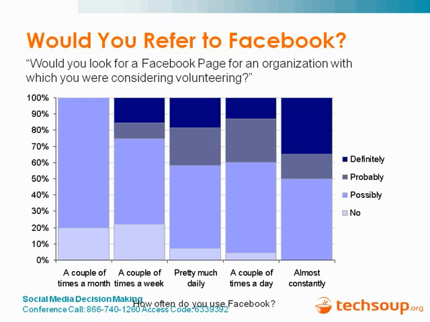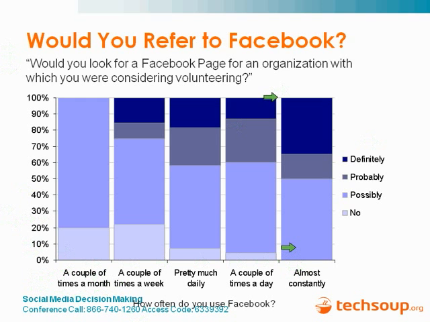I'm sorry, my slide got a little collapsed here. So what we're looking at here is a graph of the answer to the question, would you look for a Facebook page for an organization with which you are considering volunteering? So basically, do you think of Facebook as a reference site when you're thinking about looking up an organization? And down at the bottom here, we've got the amount of how often people use Facebook. These were Facebook users, so it starts at a couple times a month over on the left, and it goes to almost constantly on the right.